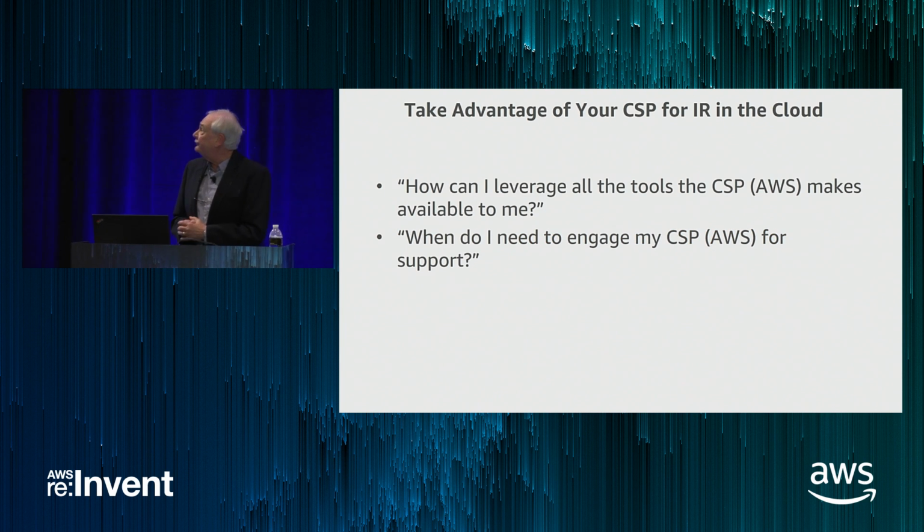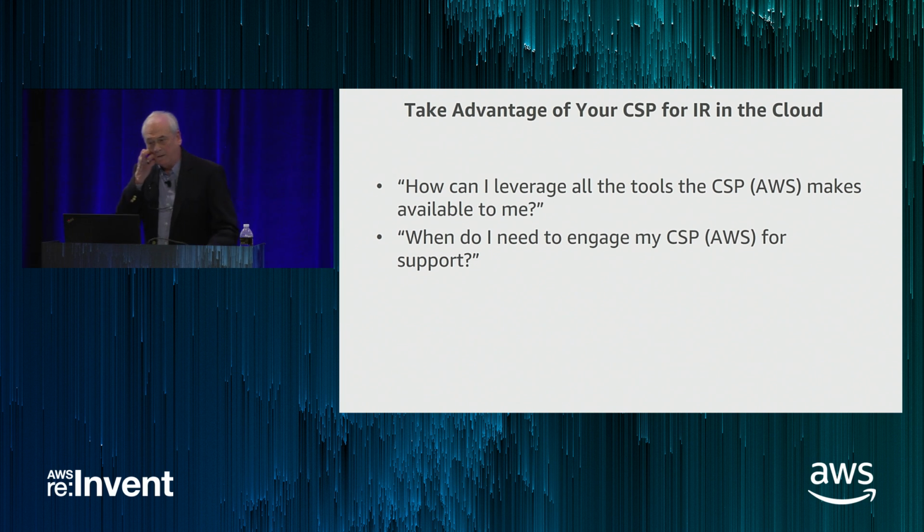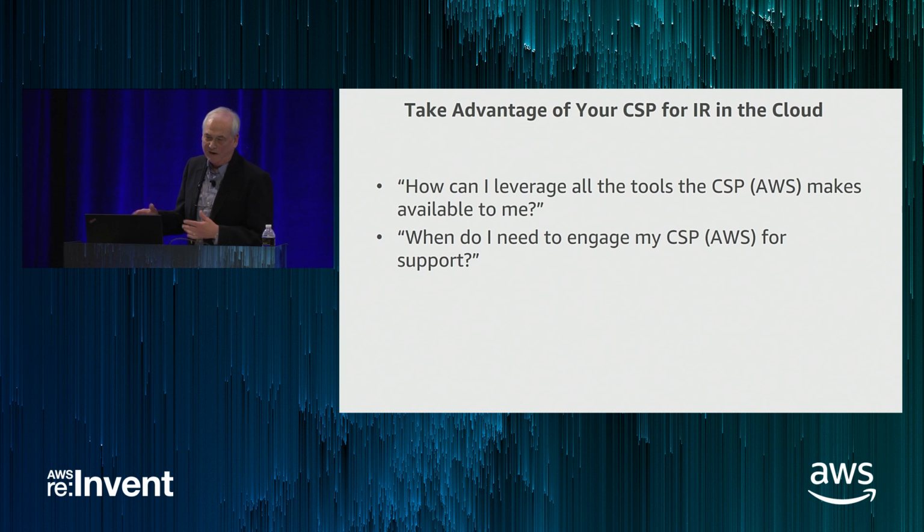So, taking advantage of your cloud service provider for incident response in the cloud, the thing you want to look at is how you can leverage all of the tools that your cloud service provider, in this case AWS, makes available to you, and when to engage your cloud service provider. We have lots of tools. As I mentioned, GuardDuty, which takes all of this telemetry. It's a very low-cost service. It provides you a lot of visibility and advantages into incident response and how to handle that in the cloud. We have AWS Shield that is automatically enabled and can help protect you from denial of service attacks. All of these tools and services are available to you, and you should leverage them.